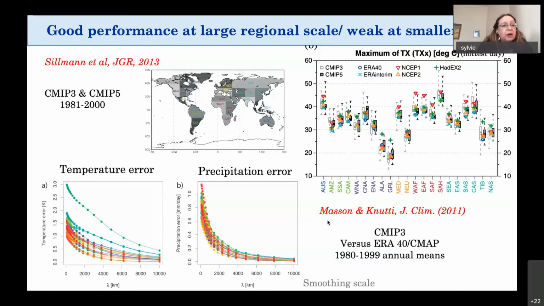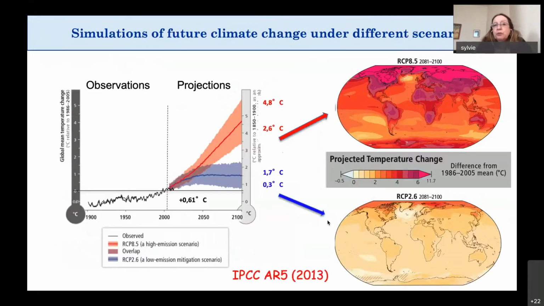And you see that the error also increases more at small scale for precipitation than for temperature. So it shows you that the models are better at large scale than at small scales. That means that it's not good to use models by picking just one grid point. You have to look at relatively larger areas and make an area average at most.